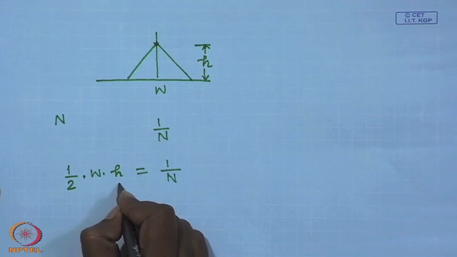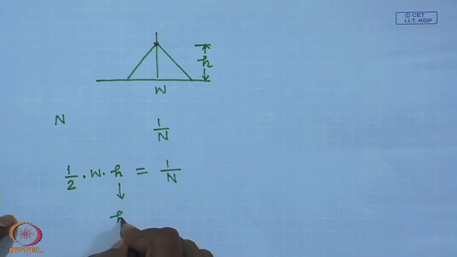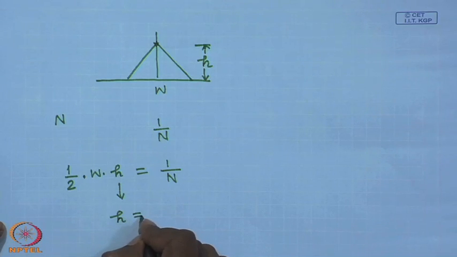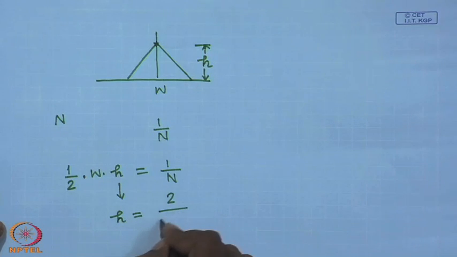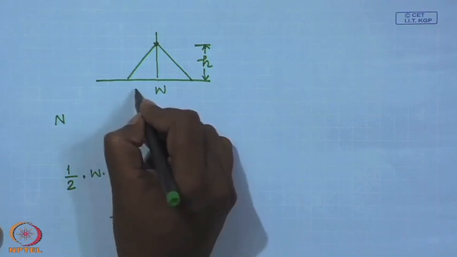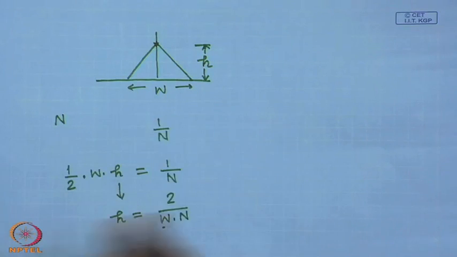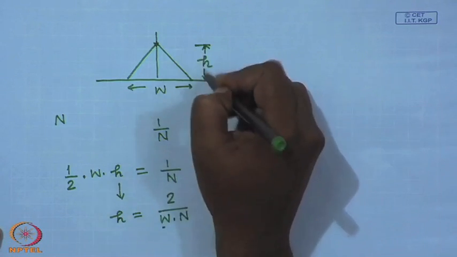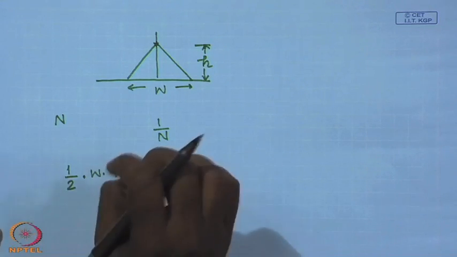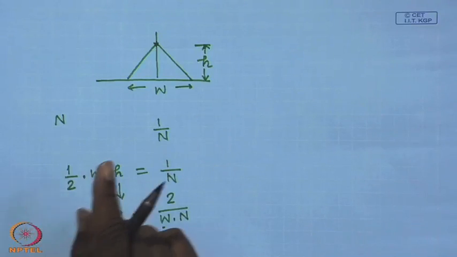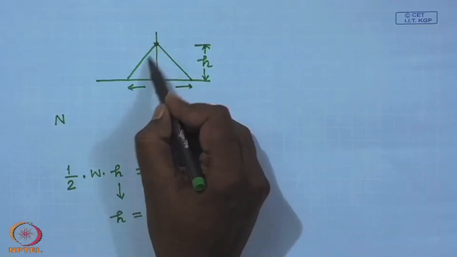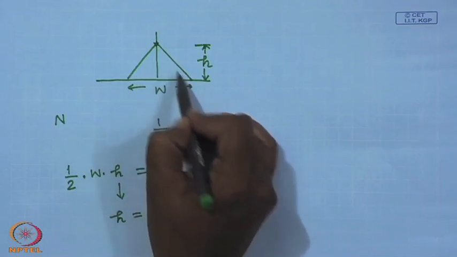So, from here I can compute the height of the triangular window h, which has to be equal to 2 upon w times n, where w is the width of the window, or the length of the base of the window, and h is the height of the window. So, every sample represents a probability density function, where this probability density is given by such a triangular probability density having base width w and height h.